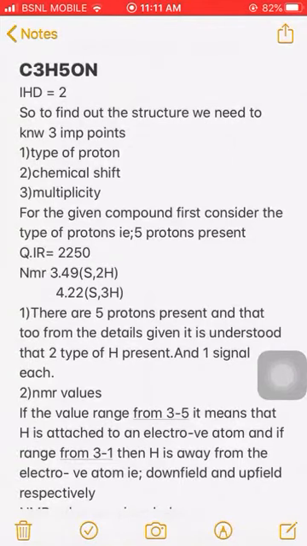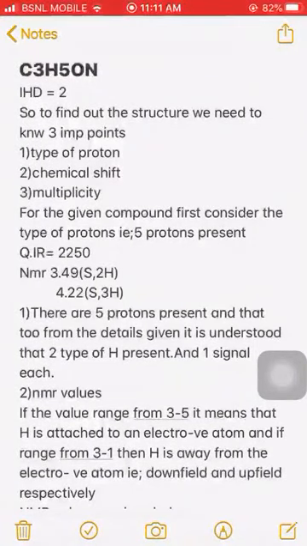C3H5ON has a degree of unsaturation of 2, which means there are two unsaturations. Unsaturation means there can be an alkene or an alkyne or some other sort. It can be an aromatic ring that is attached. So anyway, there are two unsaturations present.